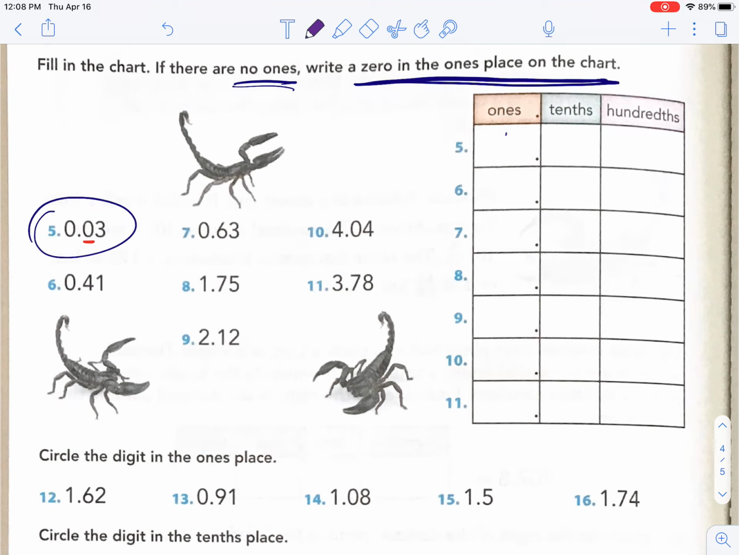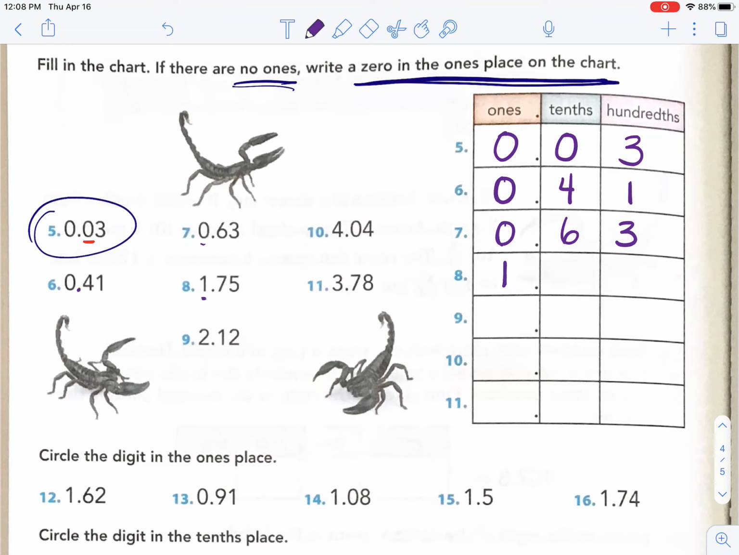Okay, for number 5, we have 0 ones, no dollars. 0 tenths, so no dimes. And 3 hundredths. This would be the equivalent of 3 pennies, boys and girls. Okay, the next one, it looks like 41 cents, right? So there's no dollars, 0 ones, 4 tenths, and 1 hundredth. Number 7, 0 ones, 6 tenths, 3 hundredths. So that would be like 6 dimes and 3 pennies if we were doing it in money.